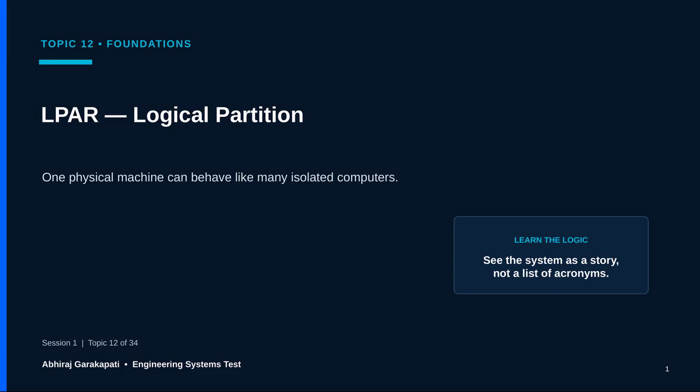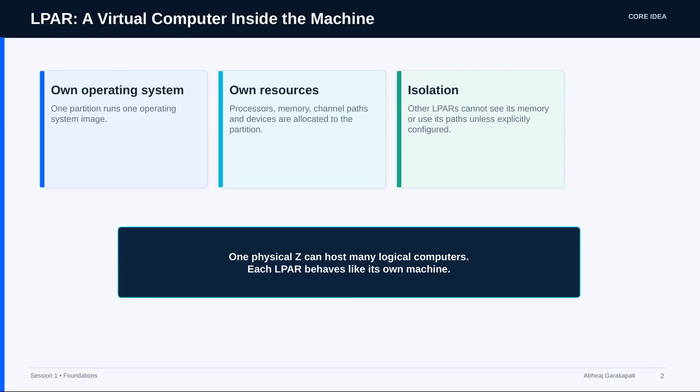This topic is important because nearly every configuration decision we make later is really about giving the correct resources to the correct LPAR. The easiest mental model is to stop thinking of an LPAR as a folder or a software process. Treat it as a virtual computer. From the operating system point of view, it receives processors, memory, and I/O resources and behaves as though those resources belong to its own machine.